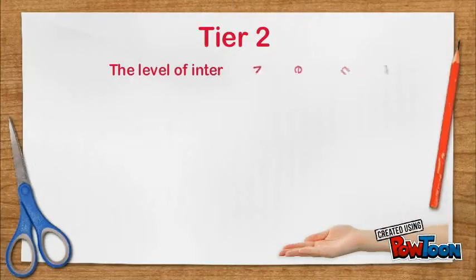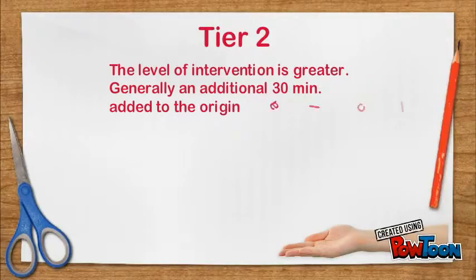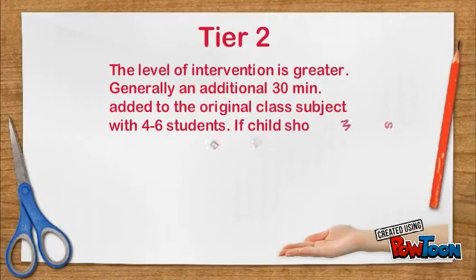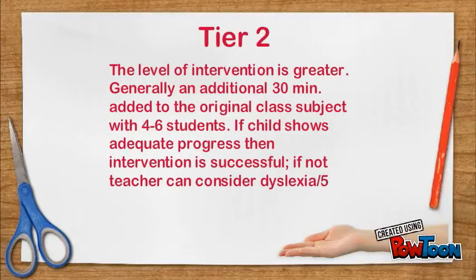Tier 2. The level of intervention is greater. Generally, an additional 30 minutes is added to the original class subject with 4 to 6 students. If the child shows adequate progress, then intervention is successful. If not, consider this exit 504. While students move to the third level, intervention does not stop until the student is approved to the program.